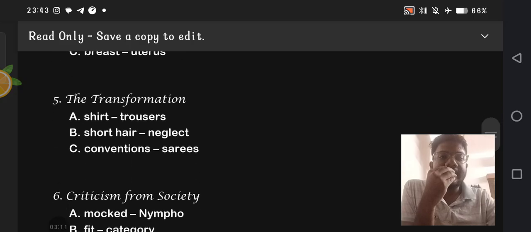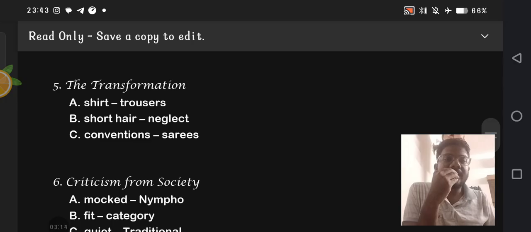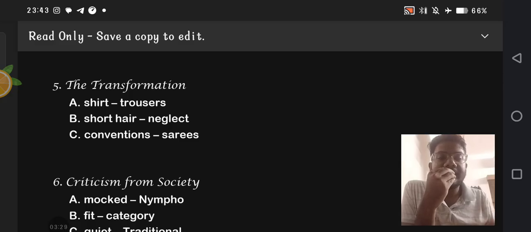And then the transformation. So, because of this, Kamala Das wanted to neglect her feminine identity. So, she began to wear shirt, trousers, having her hair trimmed short, neglecting the norms established by the society, the convention to wear saris.